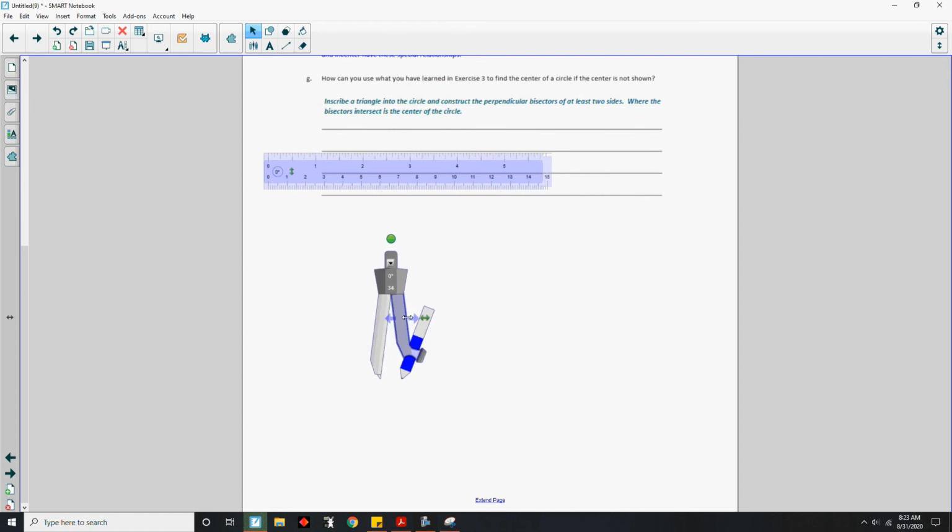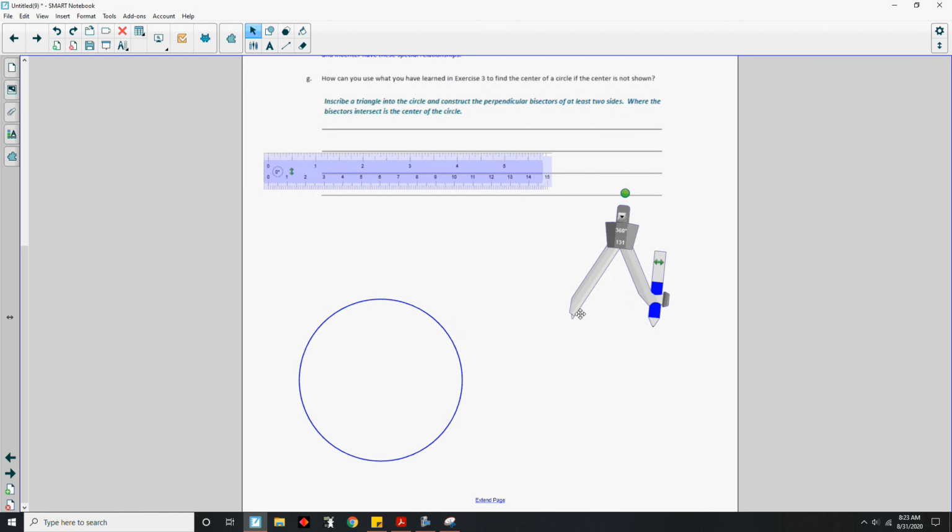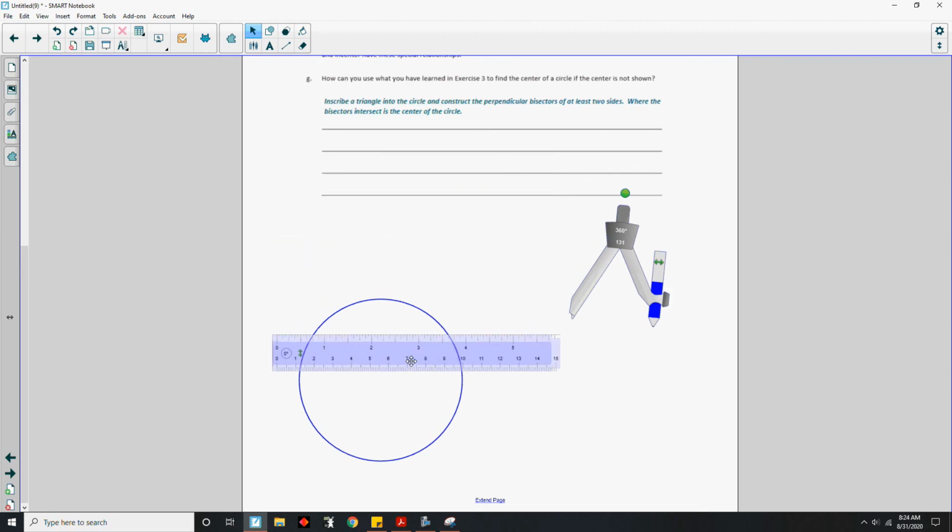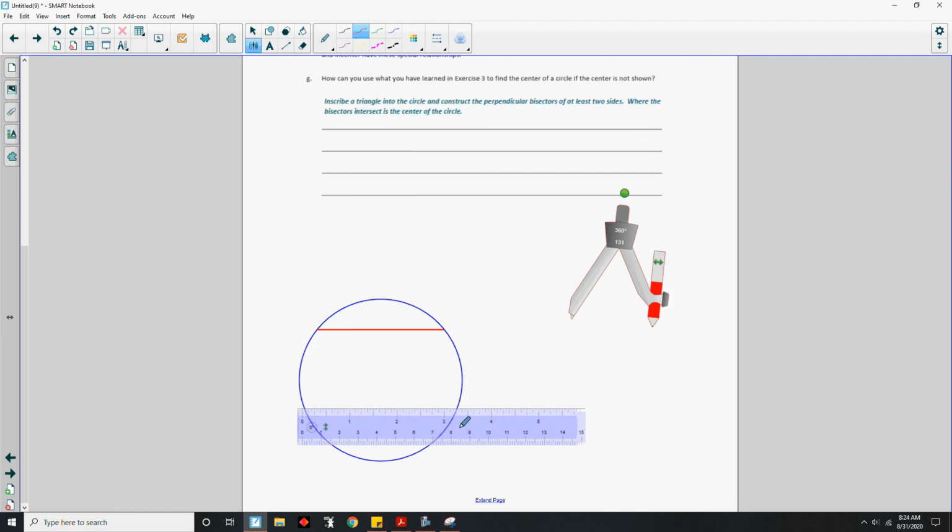So I'm going to draw a circle. There's my circle. Now I don't know where the center is, right? So the answer said, inscribe a triangle into the circle and construct the perpendicular bisectors of at least two sides, where the bisectors intersect is the center of the circle. So now I'm going to take my ruler, and a line segment that goes from the edge of a circle, like so, over to the other edge of a circle, like so, is called a chord. So there is one side of a triangle.